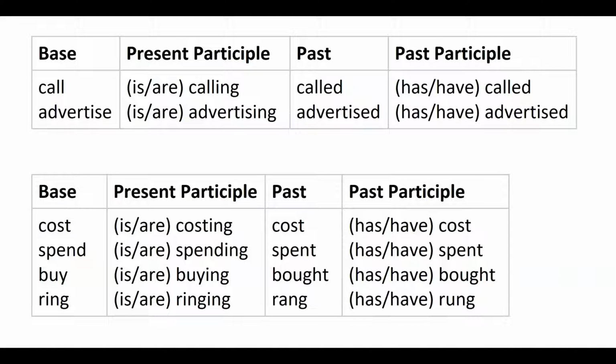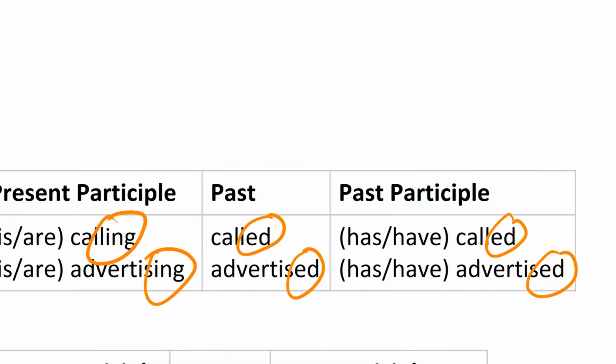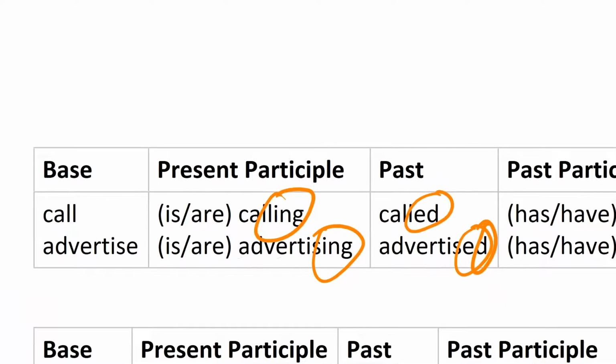As you can see, when you move to the present participle, he or she is calling. It's just a matter of adding ing. The past, add ed, and then the past participle, he or she has called, he or she has advertised, just add ed. Please note that for the verb advertised, we actually just added a d because advertise ends in an e.